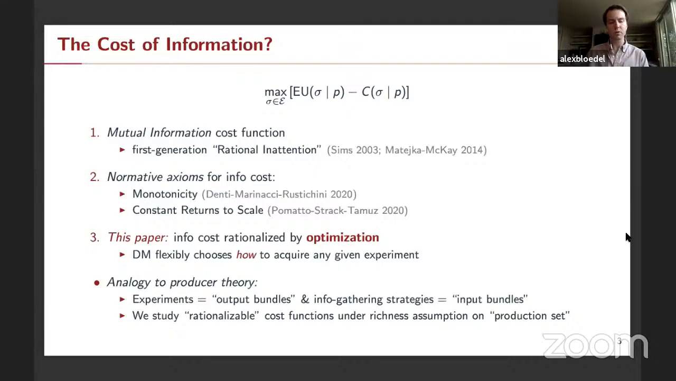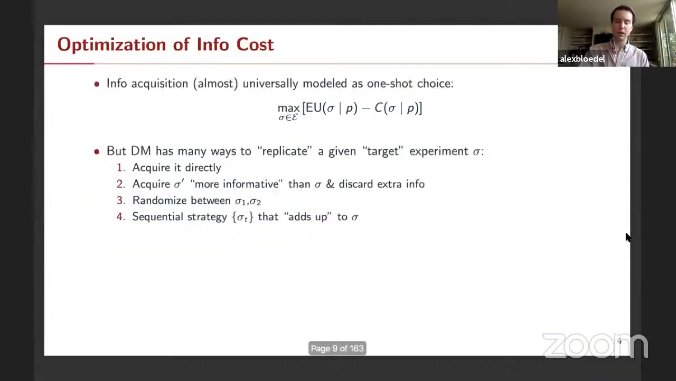But quickly, to draw a loose analogy to producer theory, if we view experiments as output bundles and information gathering strategies as input bundles, basically our exercise is a classic one of rationalizability. In other words, we characterize the kinds of cost functions that are rationalizable under a particular richness assumption on the underlying production set for experiments. Okay, so what does all this mean?